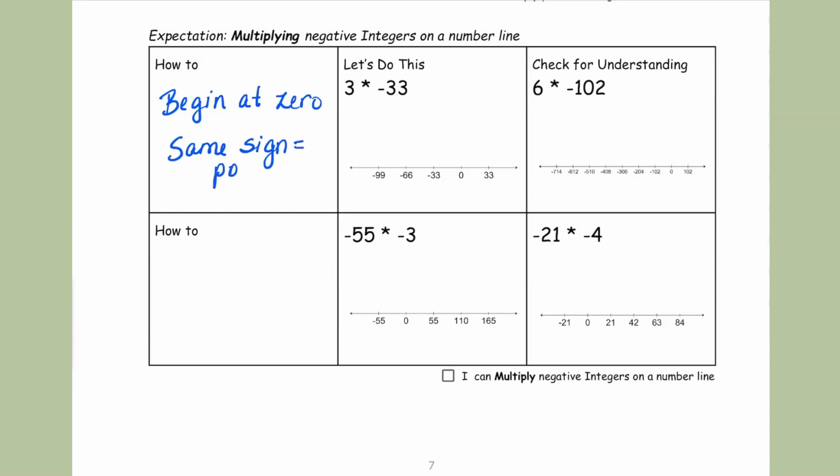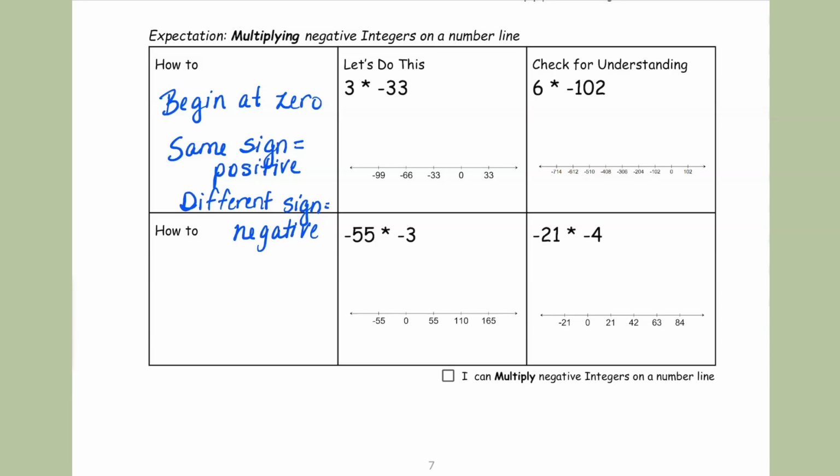All right? When we multiply integers, I just want to give you guys a quick reminder that the same sign is positive, different signs are negative. So if I'm multiplying a positive and a negative, it's negative. If I'm multiplying a positive and a positive, my answer will be positive. If I'm multiplying a negative times a negative, my answer will be positive. So anytime they are the same, my answer is going to be positive.